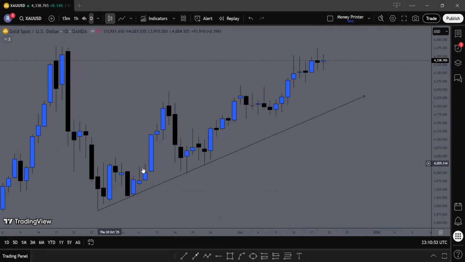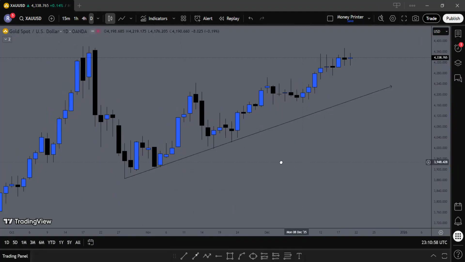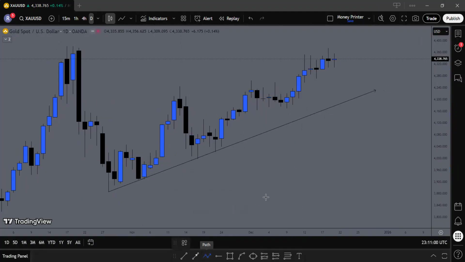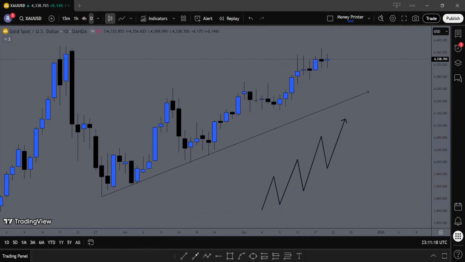Because if you look at market structure and you see price creating higher highs and higher lows, typically that is an uptrend. For those who don't know what an uptrend is, simply this: price is here, price creates a high, pulls back, creates a higher low, then creates another higher high, pulls back again, creates a higher low, and it does the same thing continuously. So in any market, once you see price creating higher highs and higher lows, typically this is a sign of an uptrend.